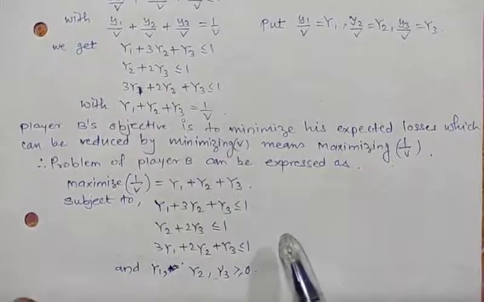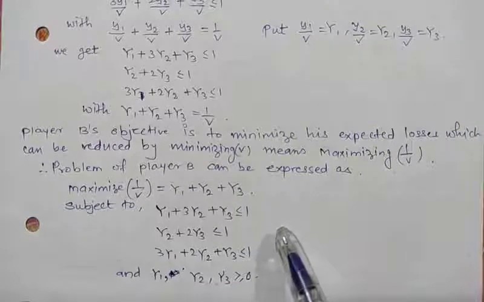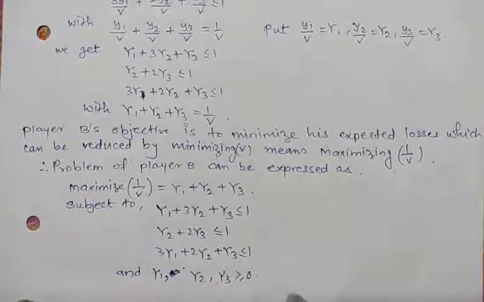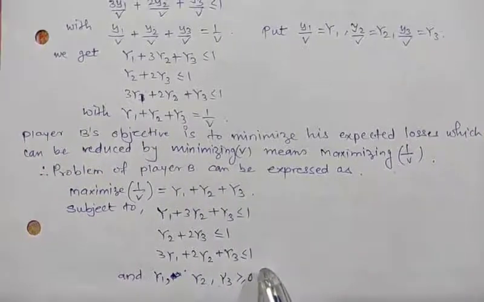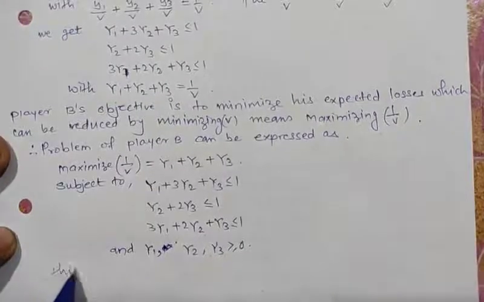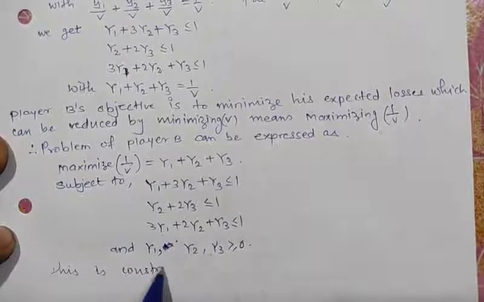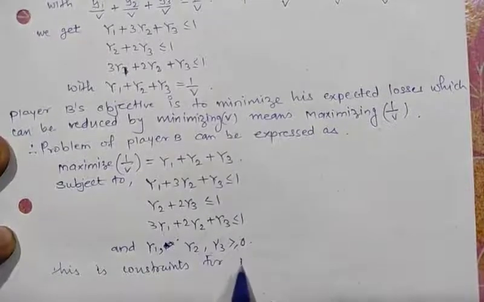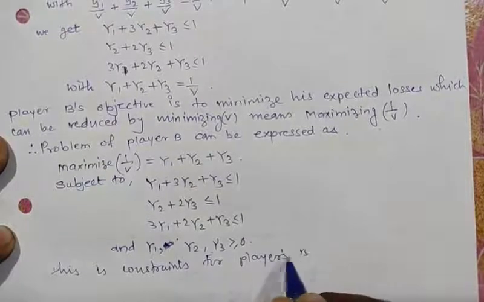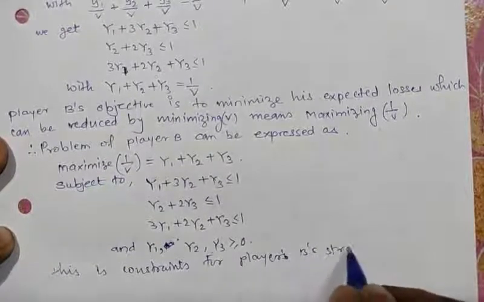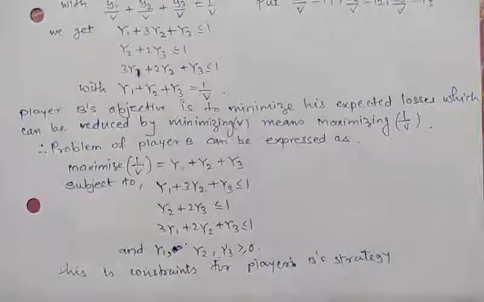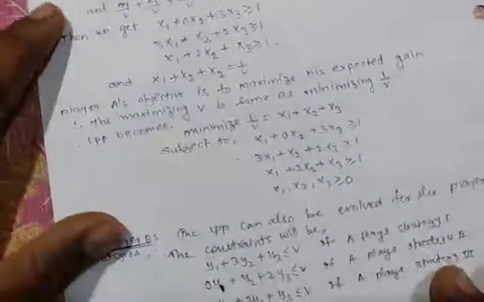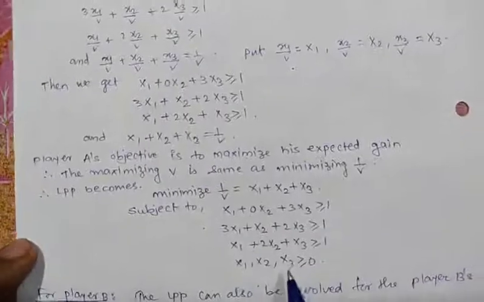Then one of the objective functions can be solved using the big M method or the simplex method to calculate the value of the game. So here we have formed the constraint equations for player A and player B, right? These are the constraints for player B's strategy, and in the previous page we saw the constraints for player A's strategy.